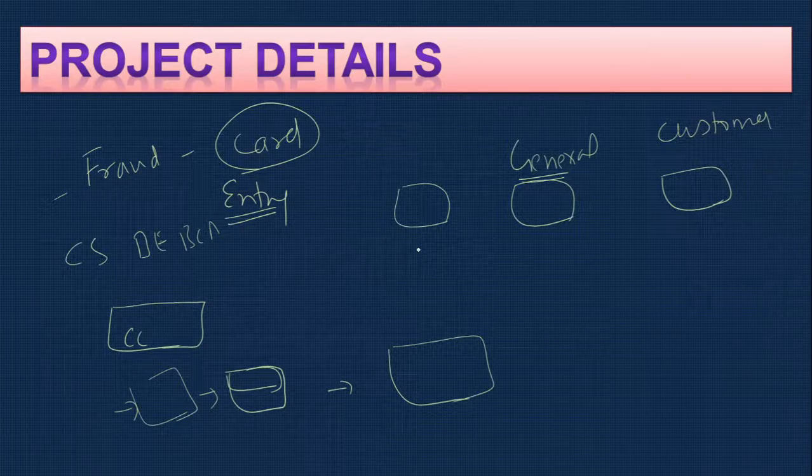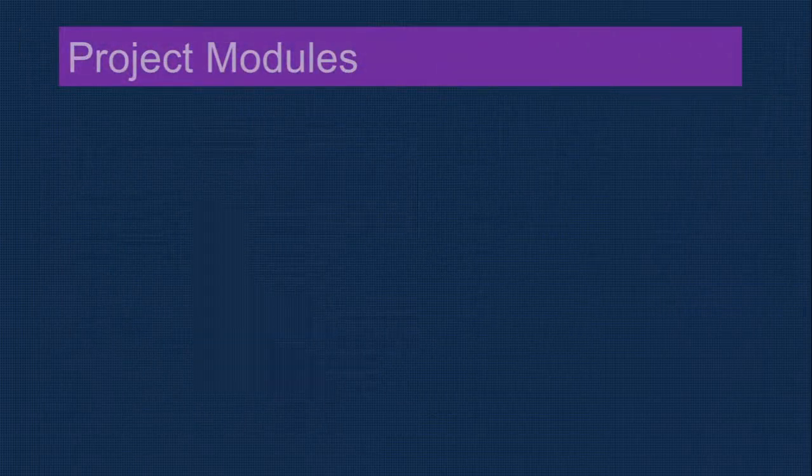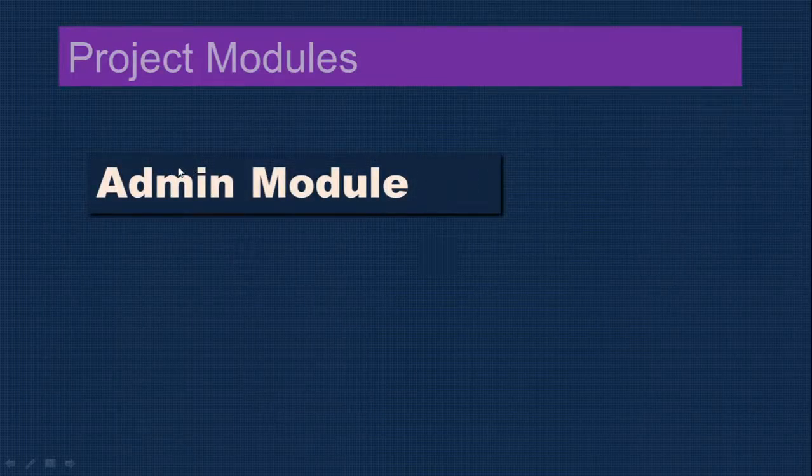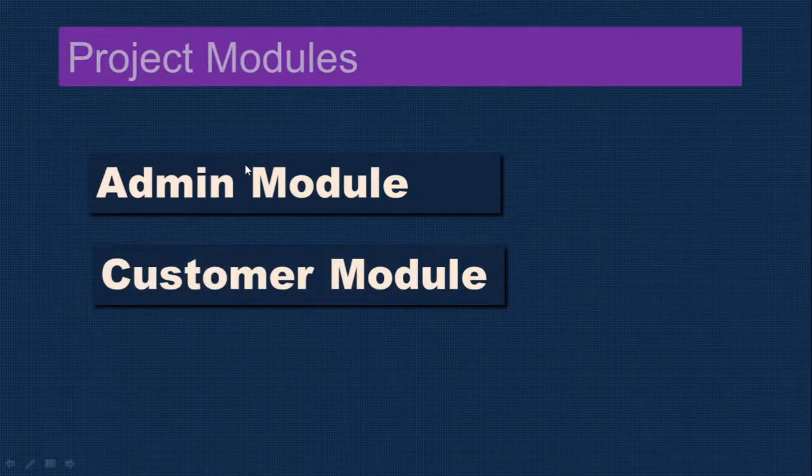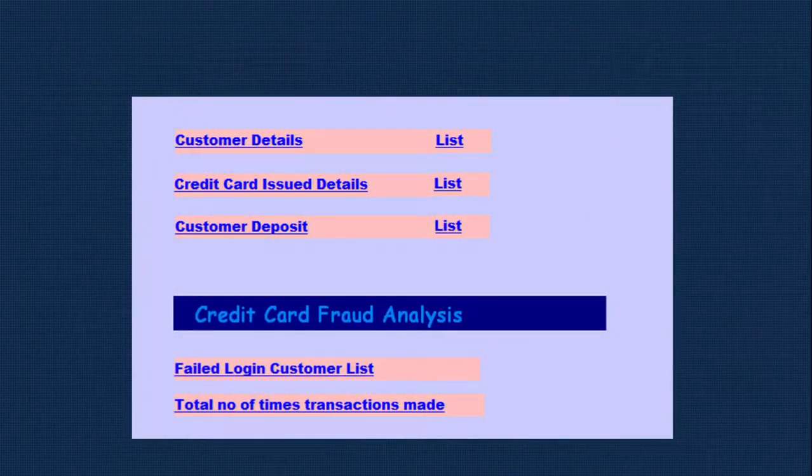These are the things we would like to cover in this project. So I'll show you what modules are there in this project and what options we need to provide in each particular module. The project modules: first one is the admin module. Next we have a customer module, and there is also a general module.